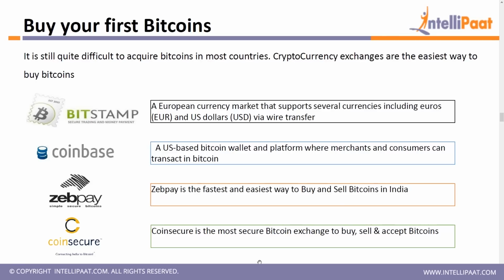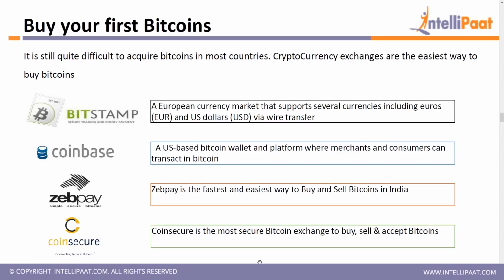How to buy your first Bitcoins? It is still quite difficult to acquire Bitcoins in most countries. Cryptocurrency exchanges are the easiest way to buy Bitcoins. So you can do that. You can buy your first Bitcoin using Bitstamp, a European currency market that supports several currencies, including euros and US dollars, via wire transfer. You can use Coinbase, a US-based Bitcoin wallet and platform where merchants and consumers can transact in Bitcoin.